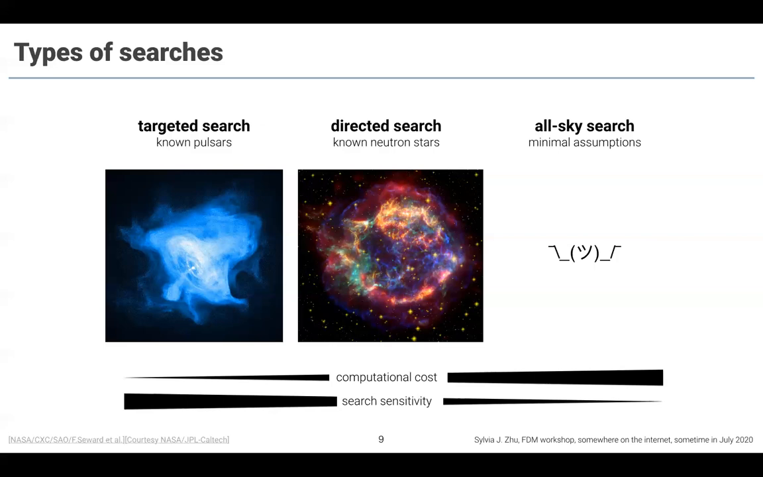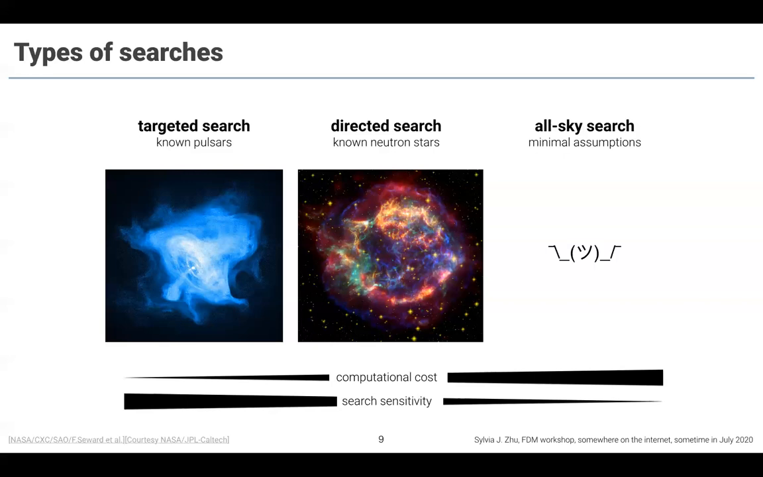So what you can run then is an all-sky search where you make minimal assumptions about what you expect. And of course, this greatly increases your computational cost. You also take a hit on search sensitivity, but at the end of the day, you can say something about the entire sky rather than about individual sources.